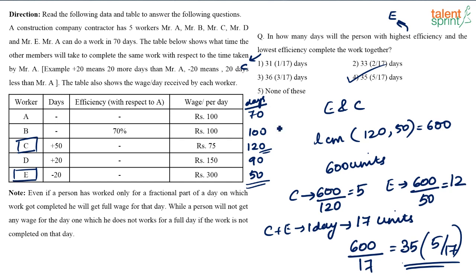Once you know this, again this information was directly given, only for B you had to find out. All this is directly there also. Very, very easy it is.